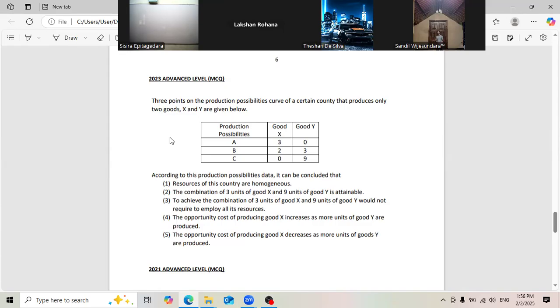Can you draw a small production possibility curve for this table? Hurry up, I'm doing some additional effort too. I want you to understand this one without any mistake.